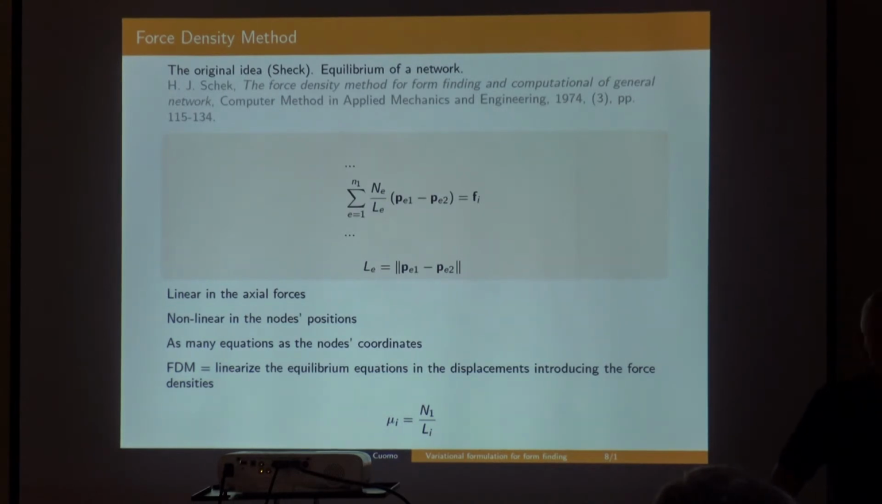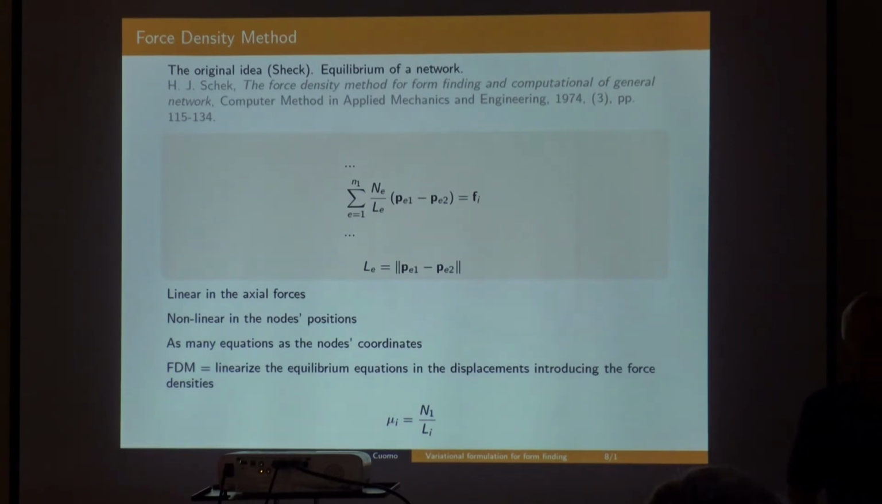So this is the original idea. Probably all of you know about it. It was applied to networks, so networks of trusses, cables, and so on. The original idea was to build the equilibrium equation. If you refer to a network of trusses, a typical equilibrium equation is the one written here, which is a linear equation in the actual forces, which are unknown, and non-linear in the positions of the nodes, which are also unknown, because we do not have a reference configuration.